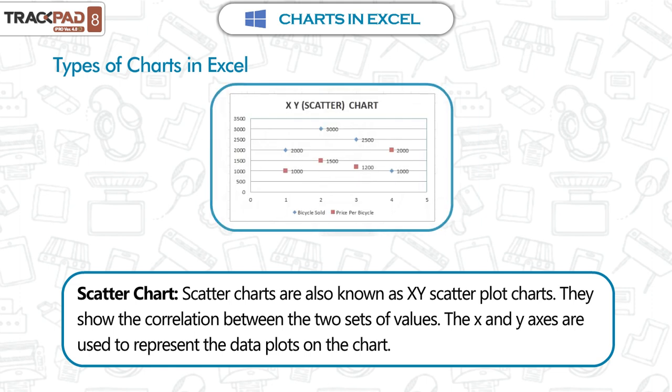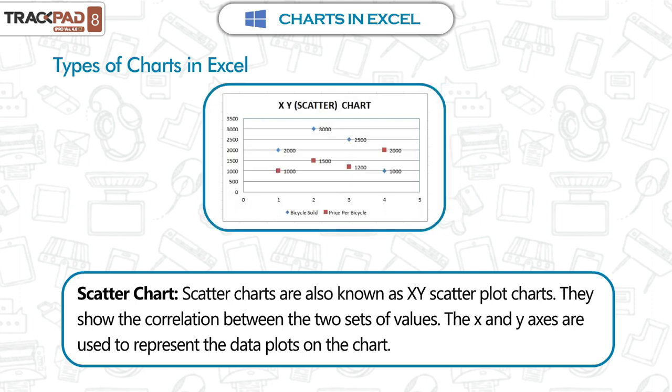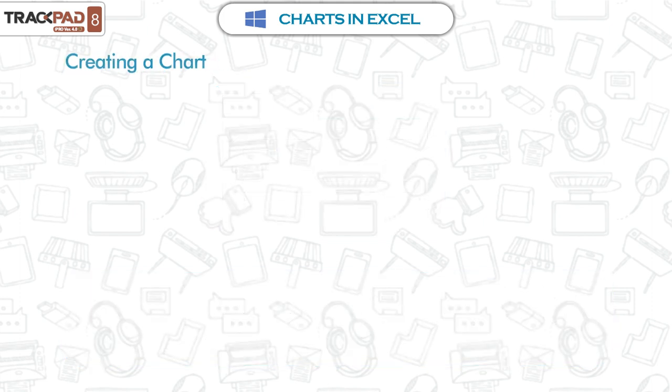Scatter chart. Scatter charts are also known as XY scatter plot charts. They show the correlation between the two sets of values. The X and Y axes are used to represent the data plots on the chart.